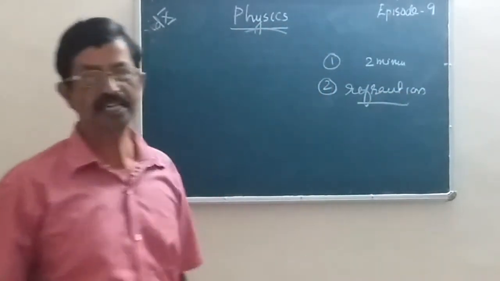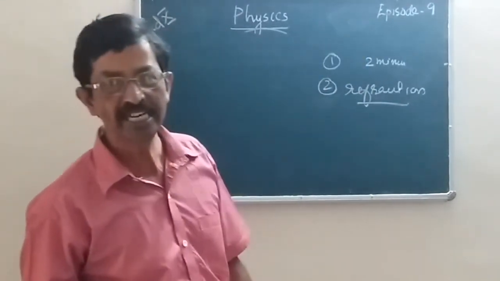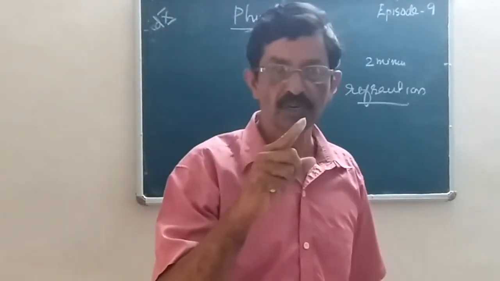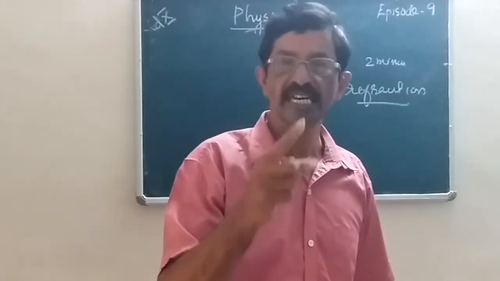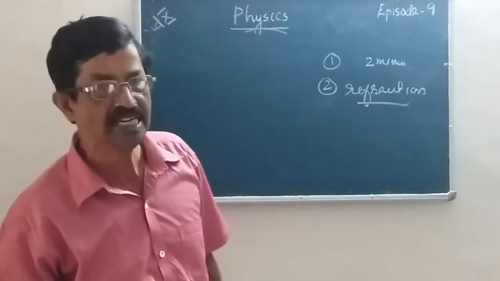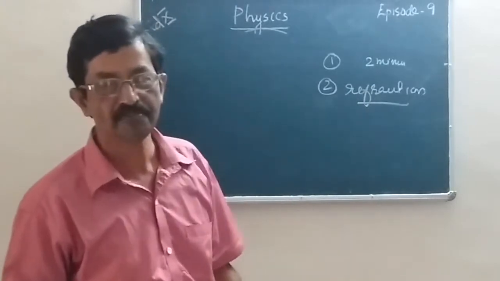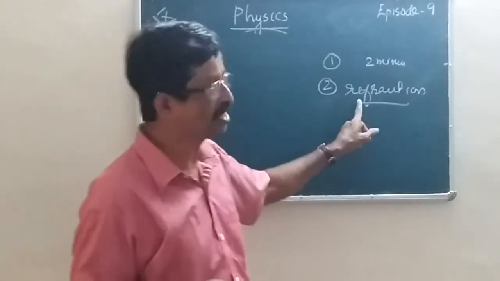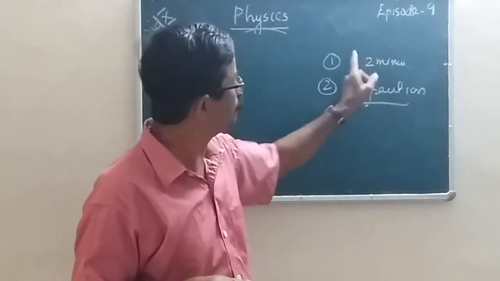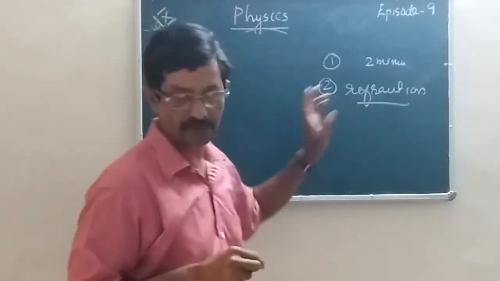Now, which are the two questions? One answer is 2 minutes. Which is the question for this? How long can we see the sun after sunset, or how many minutes before its rise? The second answer is refraction. What is the question related to this? Why can we see the sun 2 minutes before sunrise and 2 minutes after sunset? It is due to refraction.